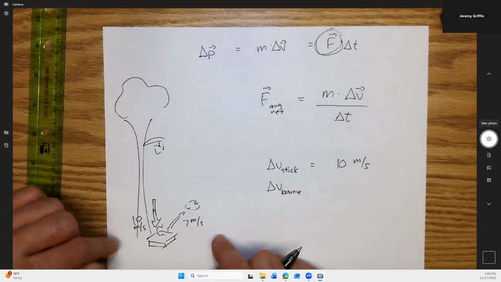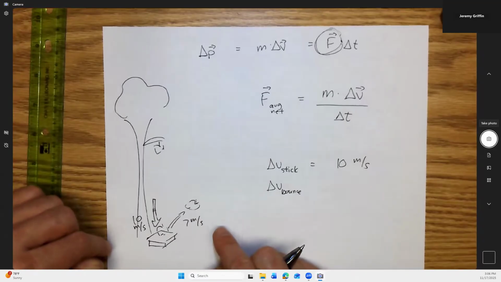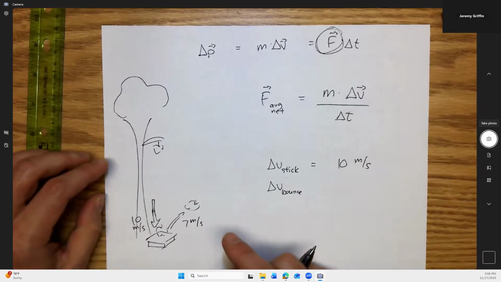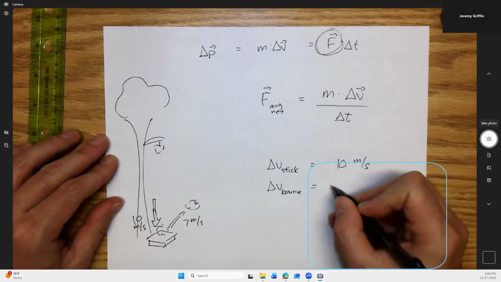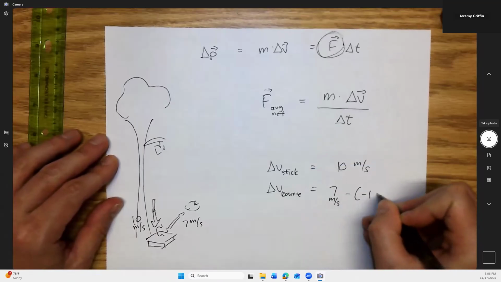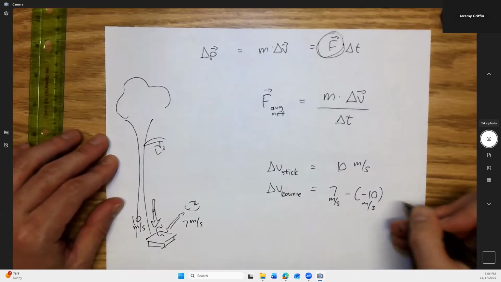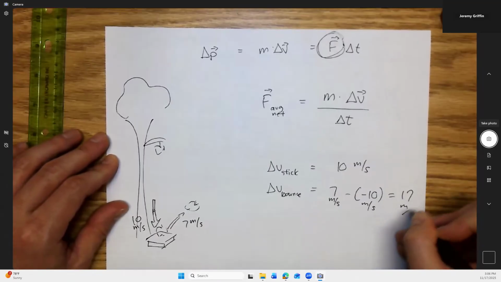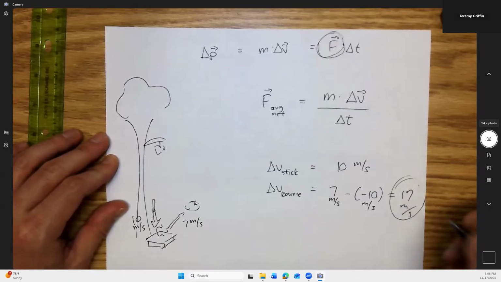Okay. 10 down, 7 up. What's the difference? 17. Yeah, because it left the ground upwards at 7 meters per second. It was going 10 down. You're subtracting a negative. Guys, that's 17 meters per second. Do you guys see that?